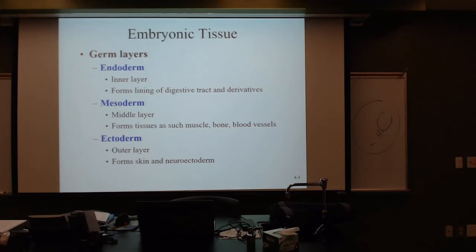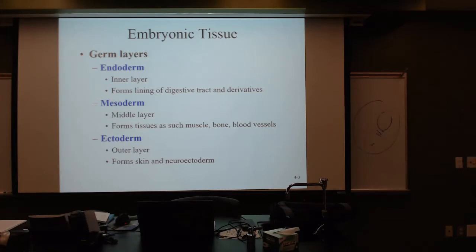Now, what that is going to mean, okay, germ is letting us know it will give rise to, all right? So, in other words, it is that most primitive layer. So, we end up getting three germ layers. They are termed endo, meso, ecto, derm.